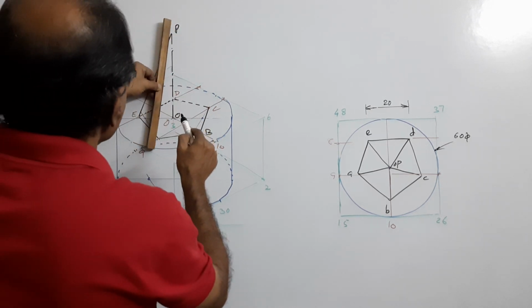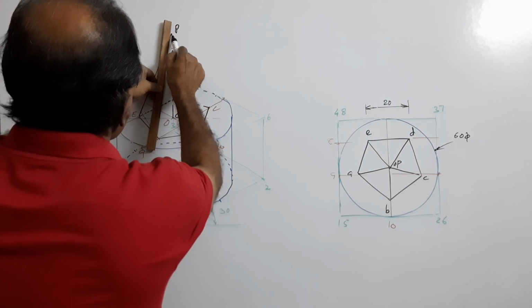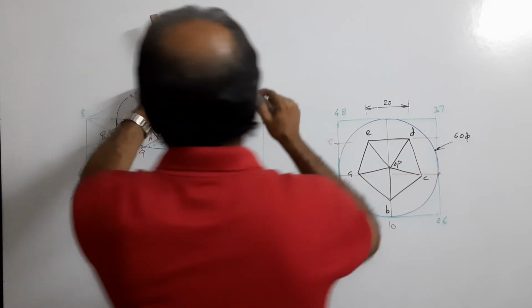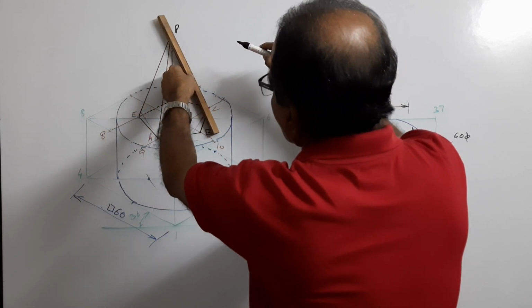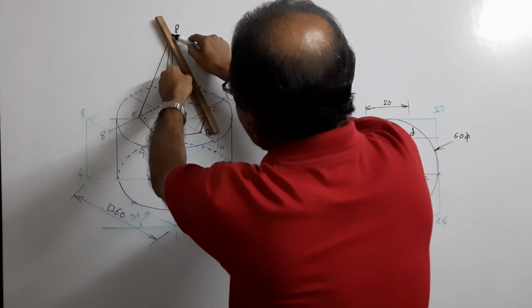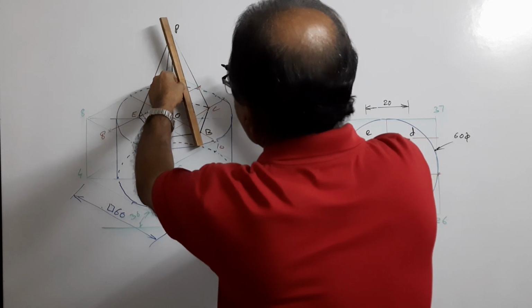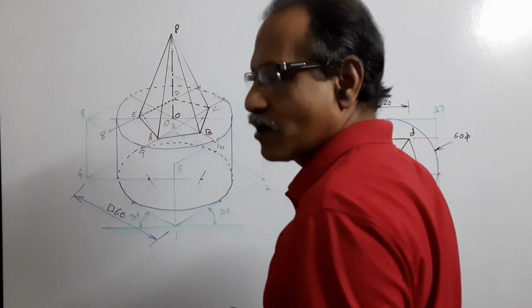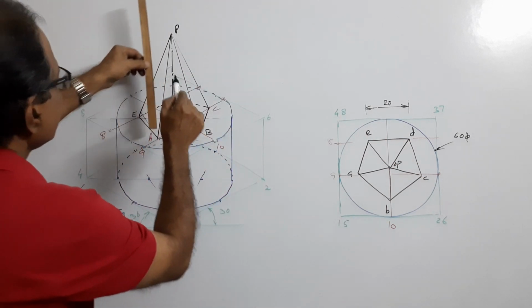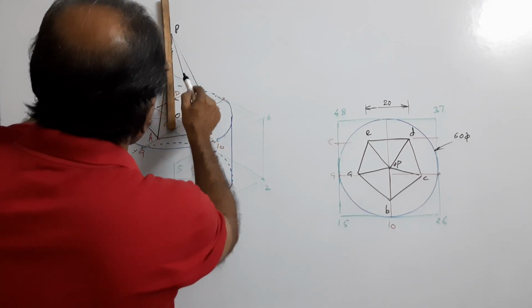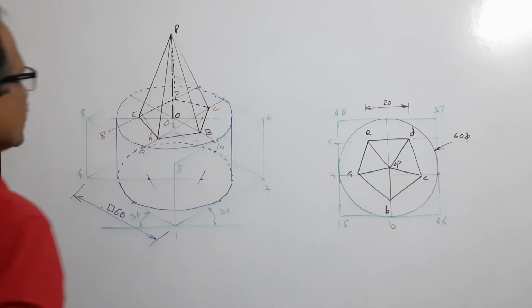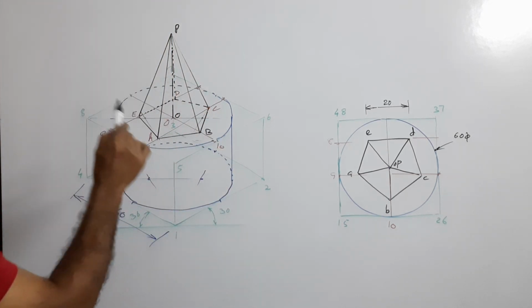EP firm line, AP firm line, CP firm line, BP firm line. What is dotted line? Dotted line is DP. DP is dotted line and axis is chain line.